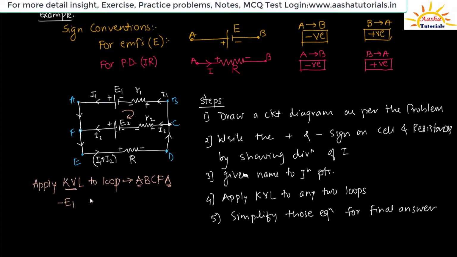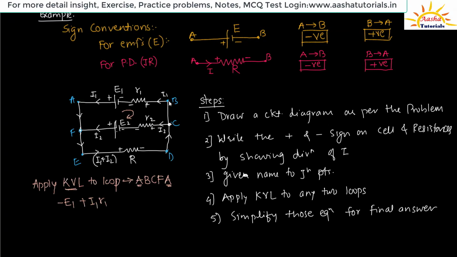E1, minus E1. Then after the cell we have a resistance R1, and through that the current flowing is I1. So the potential difference across R1 is I1 R1, and we have to add that potential difference. What sign do I take here? Again by sign convention, the latter sign, which here is plus. So let me write this is plus I1 R1.